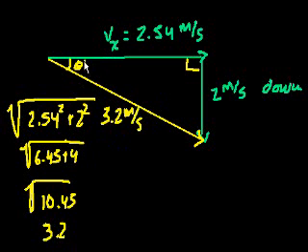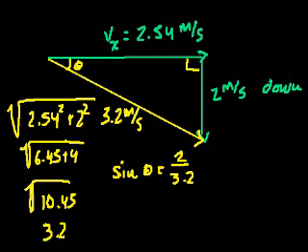So now all we have to do is figure out the angle. We could use really any of the trig ratios because we know all of the sides. So let's use sine. So sine of theta is equal to what? SOHCAHTOA. Sine is opposite over hypotenuse. So the opposite side is the y direction, so that's 2 over the hypotenuse, 3.2. So 2 divided by 3.2 is equal to 0.625.